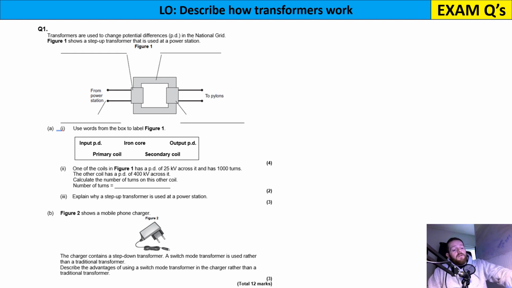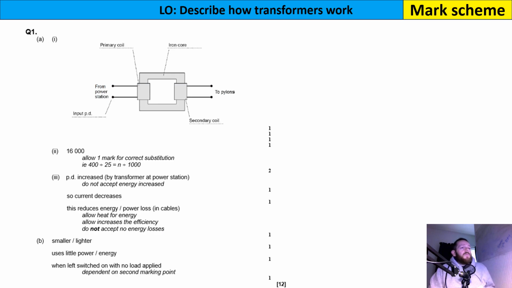Okay, answers incoming. Hopefully you've already paused it. Here we go. There's your mark scheme. So obviously we've got the labels for the transformer at the top and the marks for everything else there. And I think that's it.